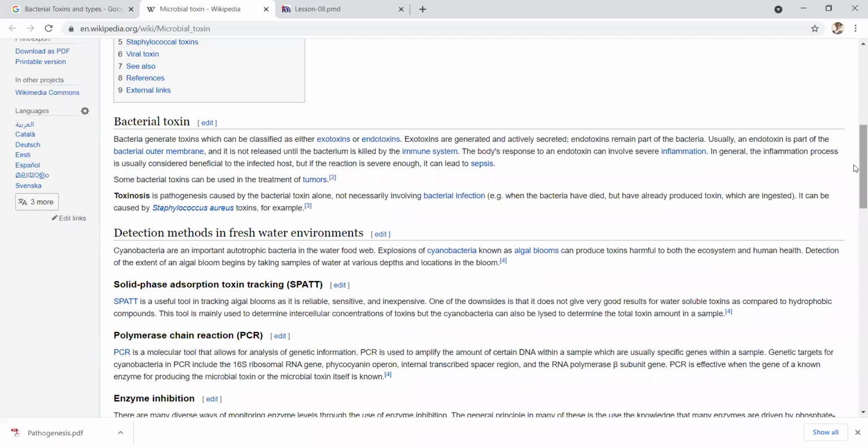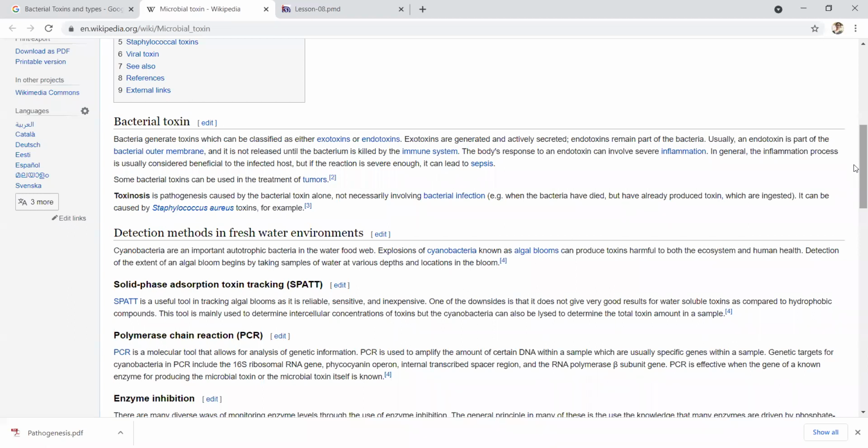The inflammation process is usually considered beneficial to the infected host, but if the reaction is severe enough, it can lead to sepsis. Inflammation is an activity of our immune system. So when an inflammation process is seen, until that time we think that our immune system is working. That is why the response is being shown. But sometimes the inflammation is too high. It is too severe. When it is too severe, that means there is some problem. And then it can lead to sepsis.